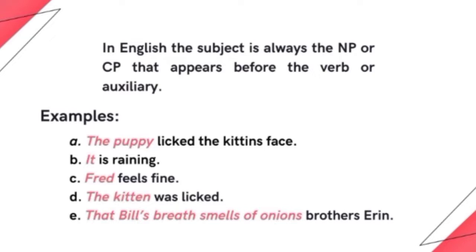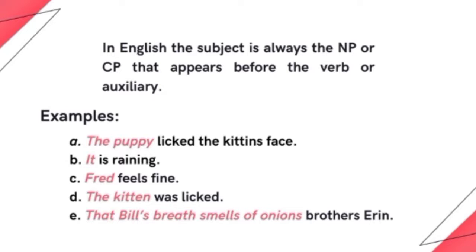In English, the subject is always the NP or CP that appears before the verb or auxiliary. In other words, the subject is the part of a sentence or clause that commonly indicates what it is about or who or what performs the action.